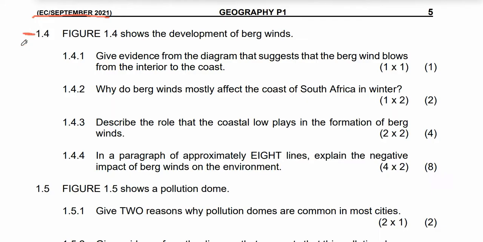So this mini question on berg winds is going to help us understand the formation of berg winds, the process that takes place in the interior of South Africa due to these berg winds, and how berg winds affect the environment of South Africa, the internal part as well as the coast mostly. So let's move to the very first question, which is 1.4.1.